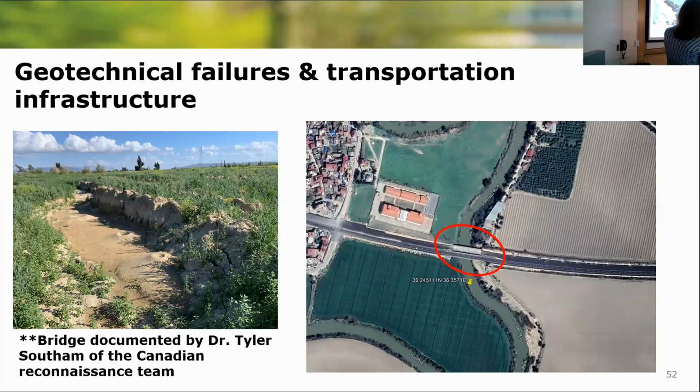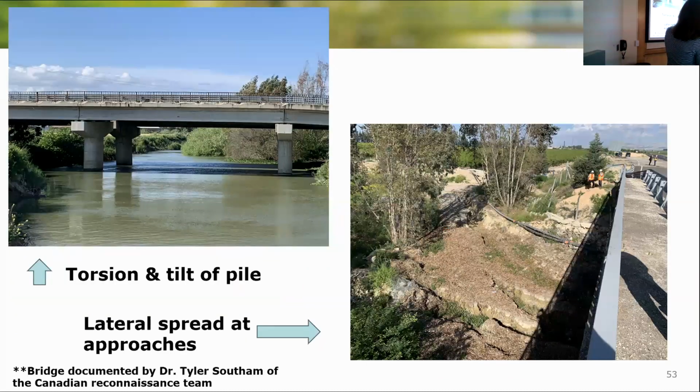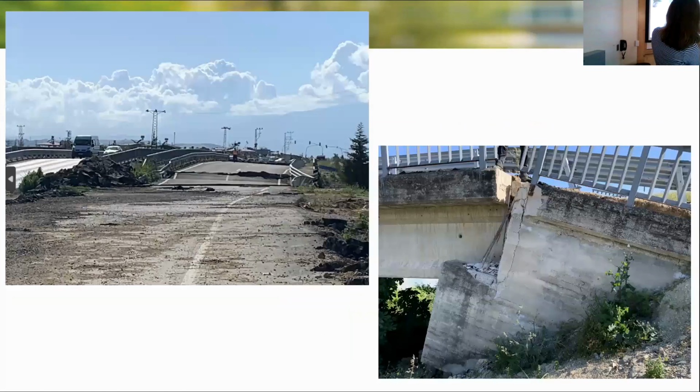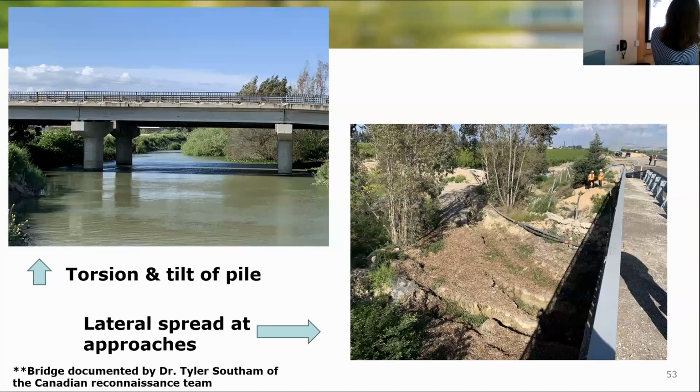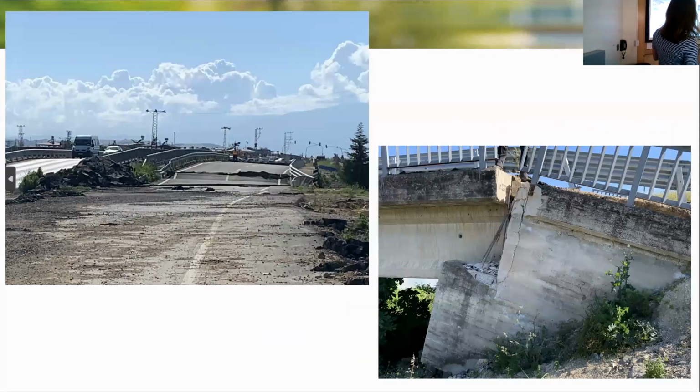At this bridge, they observed ejecta and sand boils and significant lateral spreading from that liquefaction that occurred at the bridge. And you can see, as he pointed out, the pile of the bridge, you can see the torsion and the tilting of that pile that's then compromised the structural components of the bridge, likely associated with this liquefaction.